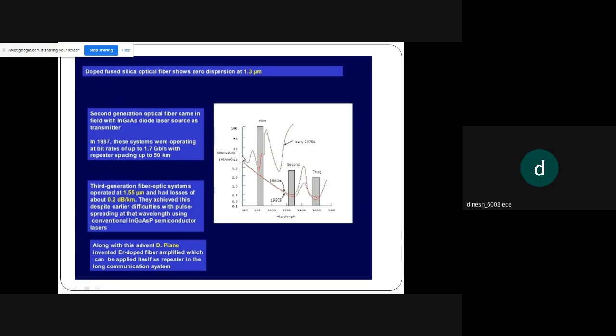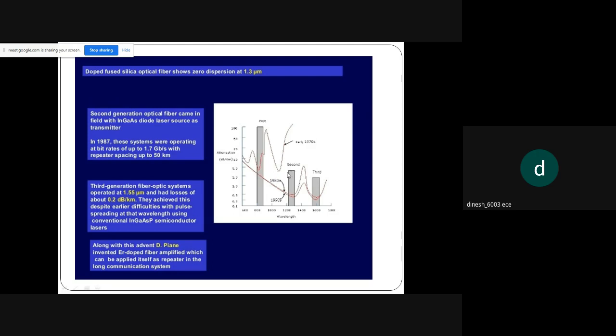And the operating wavelength was around 850 nanometers. Then during the second generation, this is the second window which operates at 1330 nanometers. Here the first window operated at 850 nanometer, the second window operated at 1330 nanometer, which had a reduced attenuation. You can see that the attenuation level was reduced to 3 decibels.